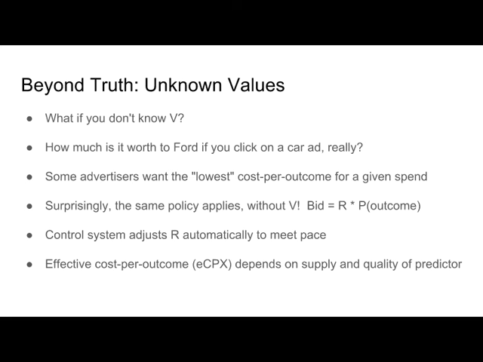So how do you optimize this, right? How do you get the lowest cost per, let's say, click for a given budget? Well, it turns out that the equation is actually the same. You can just factor out V, right?